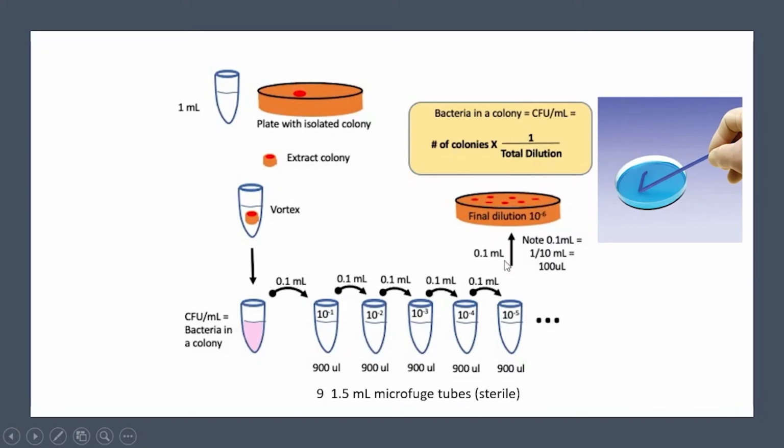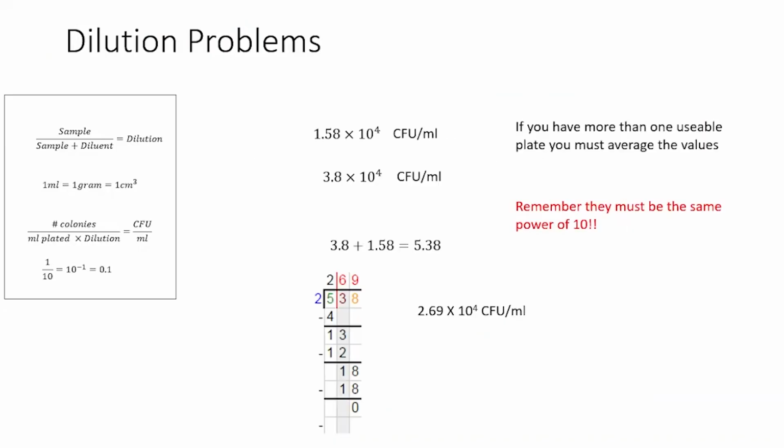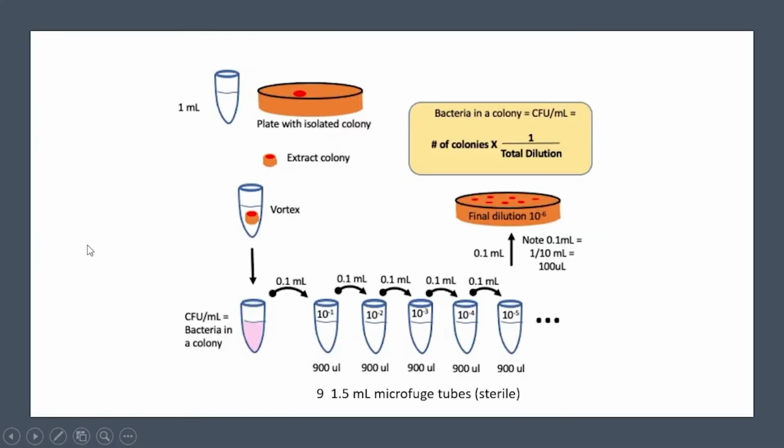So remember how we took 0.1 mL out of this guy, right? This is a 10 to the negative 5th dilution, but we took 0.1 mL, and if you guys remember, previously we talked about it, it's mL plated times dilution, so 10 to the negative 5 times 10 to the negative 1 is 10 to the negative 6. So this becomes a total 10 to the negative 6 dilution. Key thing, make sure you guys remember.